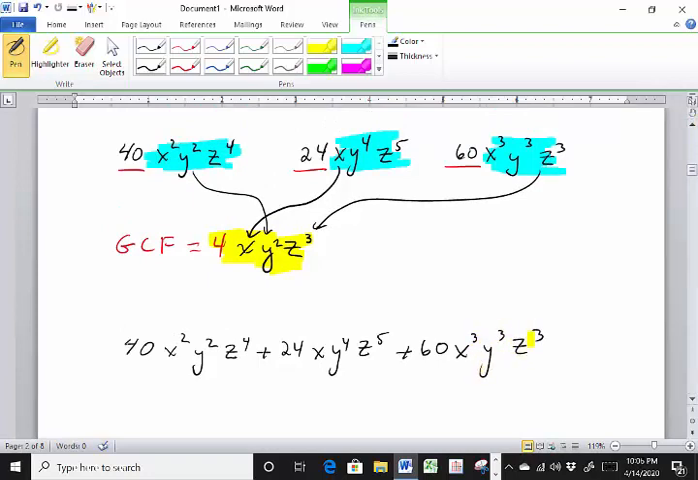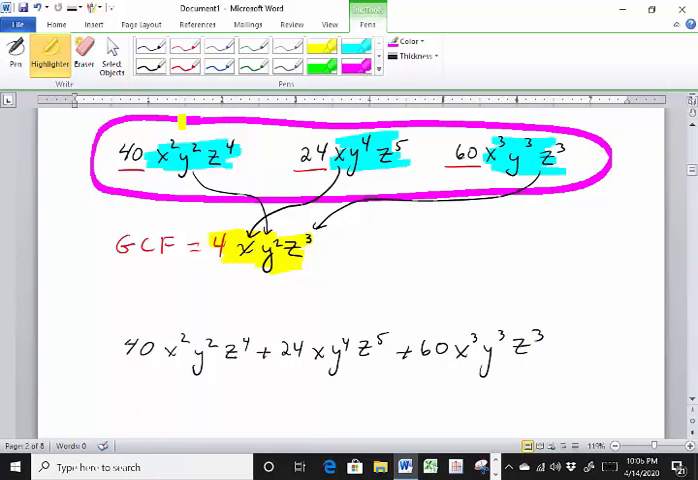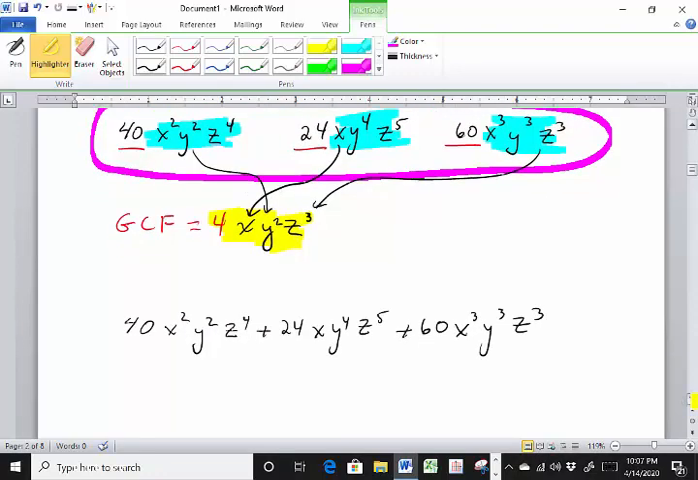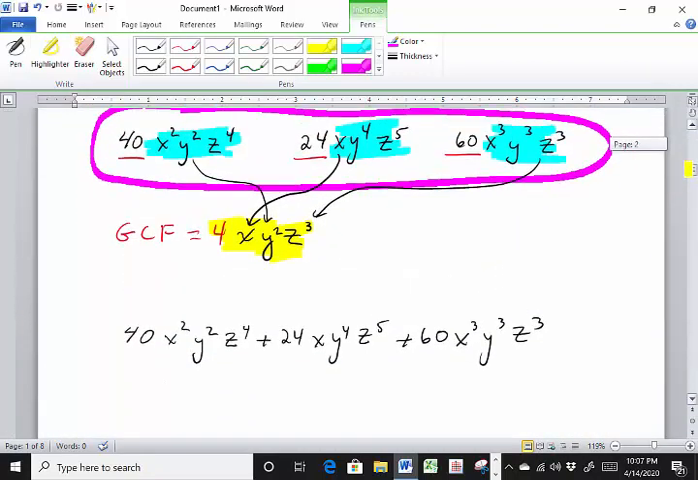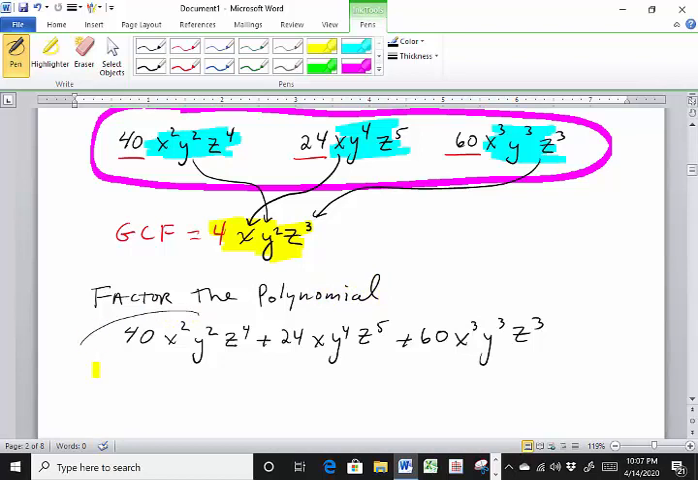So notice that I'm just using these same terms, but now I'm putting an addition sign between them. So now it's officially a multivariable polynomial. And if the question to this was to factor the polynomial. Okay, I want to factor this.